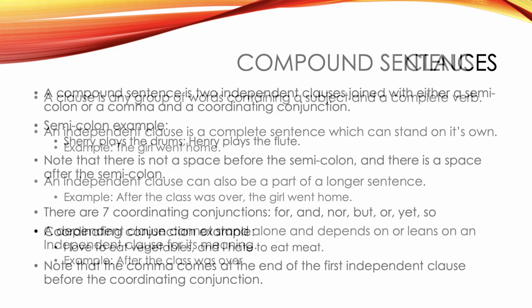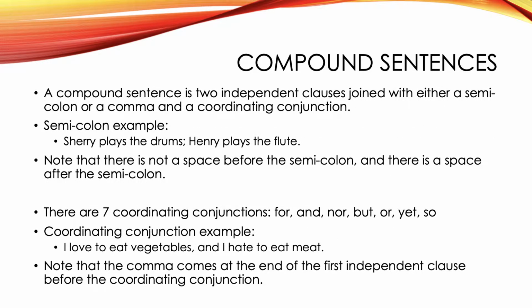Now, a compound sentence is where you combine two independent clauses and you can join them in three different ways. The first way is with a semicolon. With this example, Sherry plays the drums, semicolon, Henry plays the flute. Note that there's not a space before the semicolon and that there is a space after it.